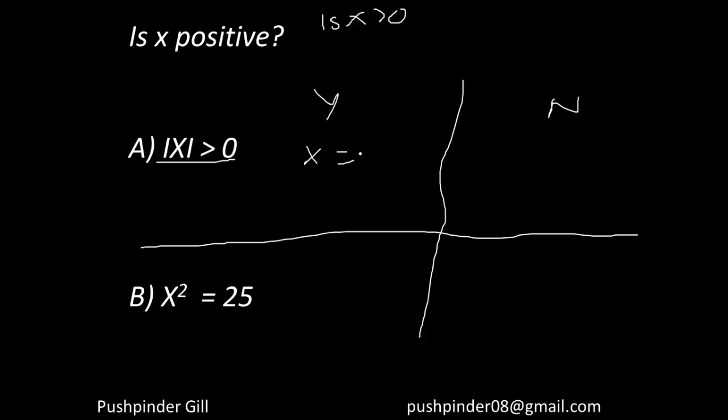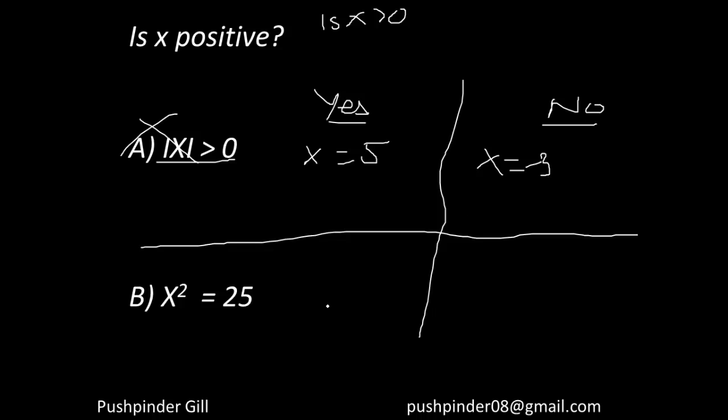Let me say x is equal to 5. If x is equal to 5, this is true. Modulus of x is greater than 0. Is x positive? Yes, x is positive. So I'm getting a yes. Try to get a no. Let's say x is equal to negative 3. Any negative number. Minus 3. Modulus of minus 3 is greater than 0. Is x positive? No, x is not positive. So I have got a yes and I have got a no. No need to think any further. This statement is not sufficient, right? So you get a yes, you get a no, move on.